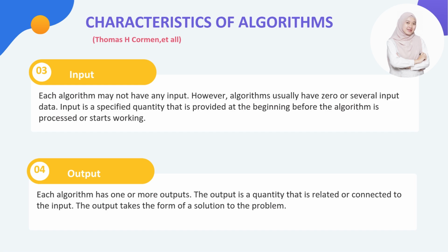Every algorithm must produce at least one output. The output is the result of processing the input. It could be a number, a message, a decision, or even a complex data structure. In simple terms, an algorithm takes something in, processes it, and returns something back.